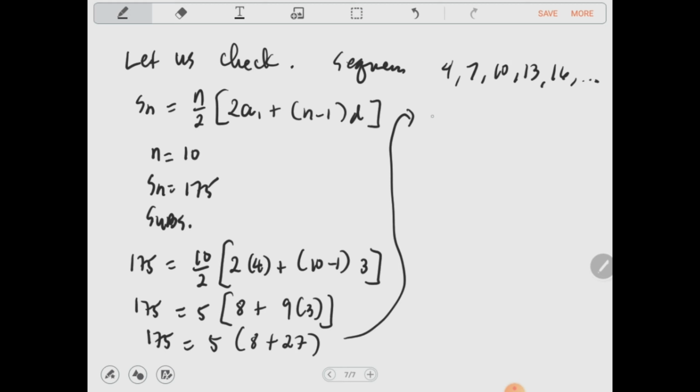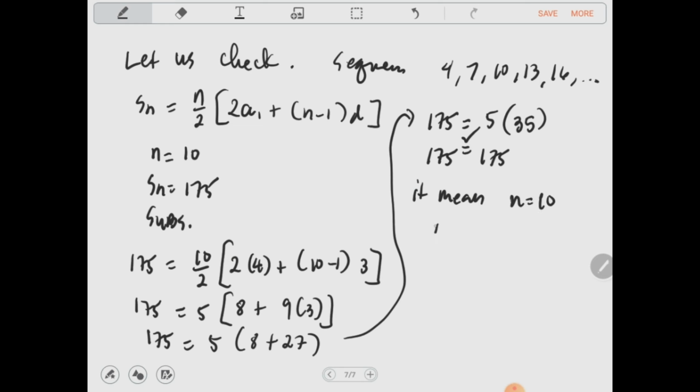So now we can simplify again the number inside the parentheses. So we have 175 is equal to 5 times 35. Then copy again, 175 is equal to 175. It means that your n, which is 10, is the correct number of terms to obtain the sum of 175.